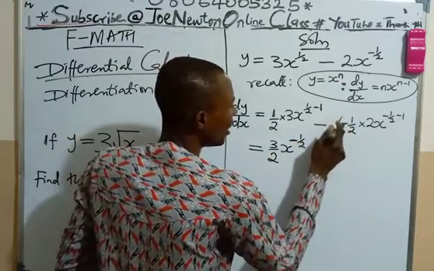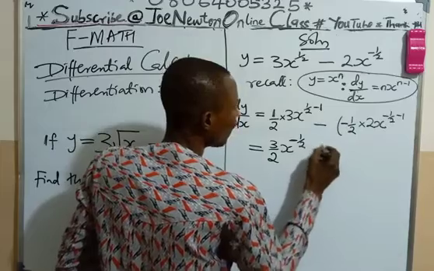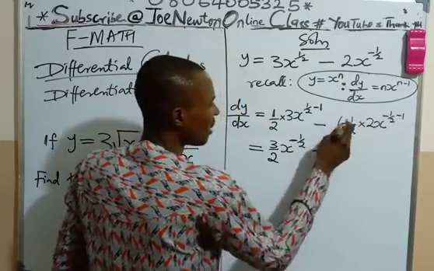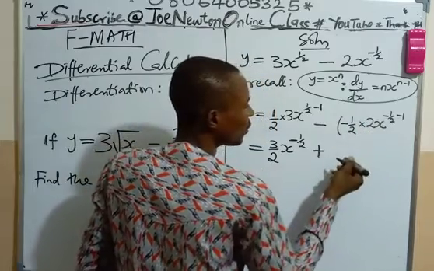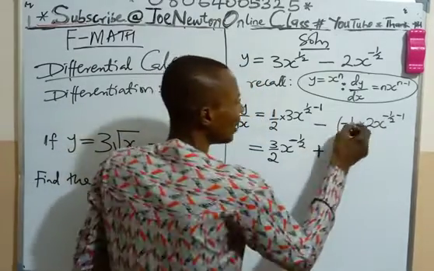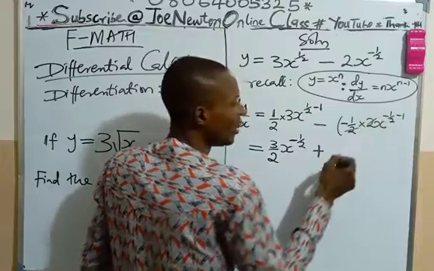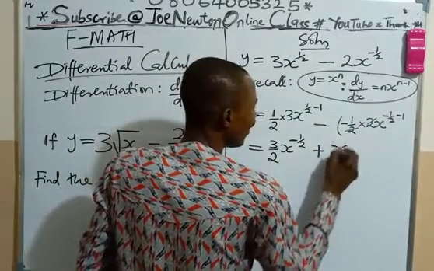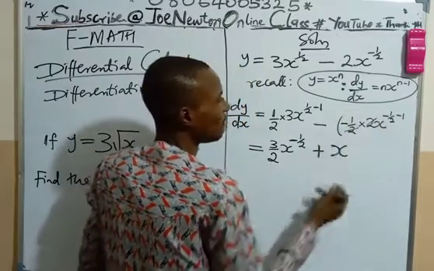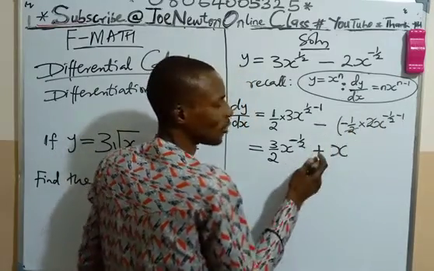Minus times minus here will give us what? Plus. Minus times minus will give us plus. Then we come here. 1 over 2 times 2 will give us what? We cancel each other. So half cancel, 2 cancel 2 here. It remains 1. 1 times x, we are left with what? X. Because 2 cancel 2, 1. Half times minus times minus plus.